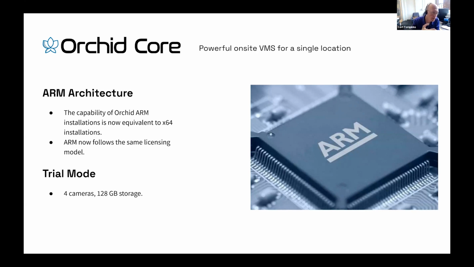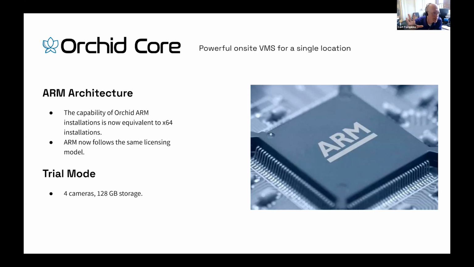We've now seen ARM processors become increasingly powerful. ARM is very common in data center applications now, to the point where IP Configure's pure cloud recording solution, which is called Orchid Alto, runs in Amazon Web Services on ARM hardware. And a single Orchid instance running on one of those enterprise-grade ARM CPUs can support up to 200 cameras.